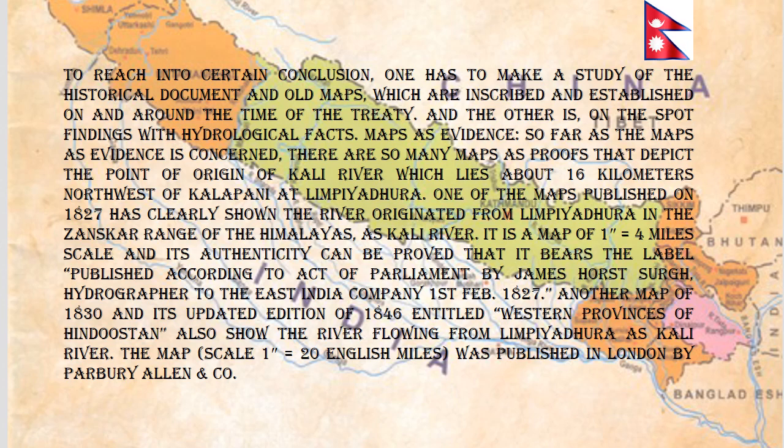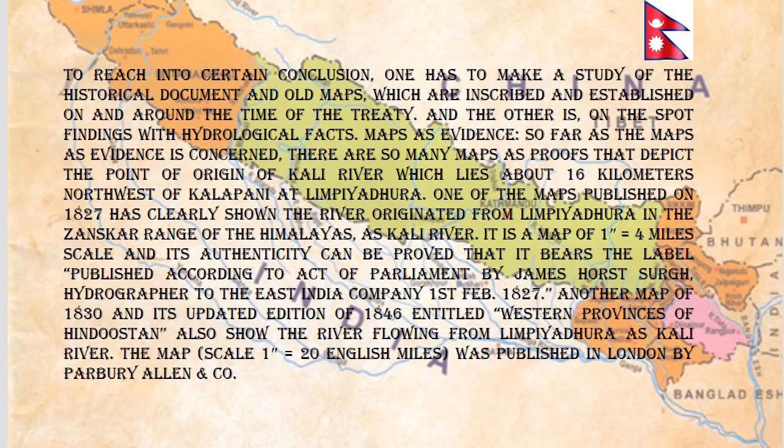One of the maps published in 1827 has clearly shown the river originating from Limpiyadhura in the Zanskar range of the Himalayas, as Kali River. It is a map of 1:4 miles scale, and its authenticity can be proved as it bears the label published according to Act of Parliament by James Horsburgh, hydrographer to the East India Company, February 1, 1827.